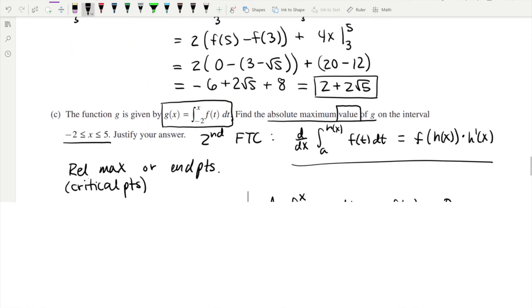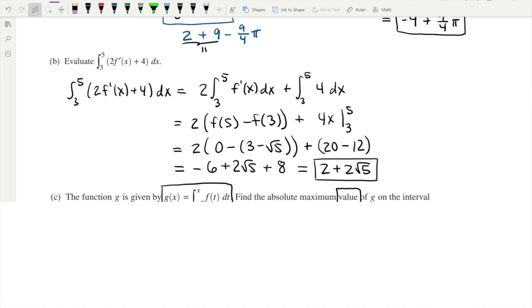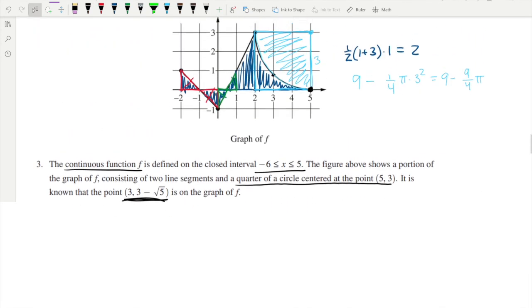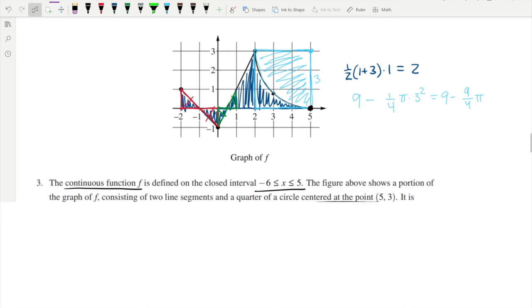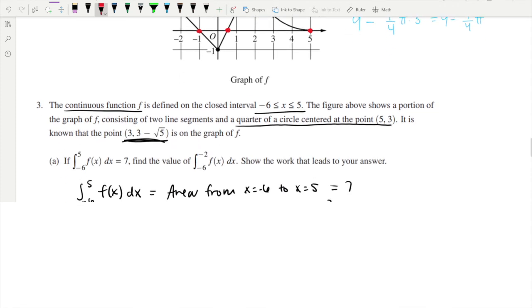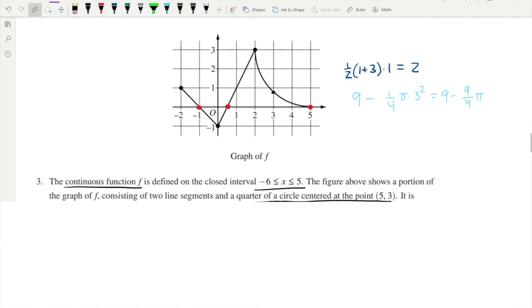So we go back up to our graph, and let's find where f is 0 on this interval. Maybe I'll get rid of these drawings now so that we can see better. So f is 0 here, here, and here, right? And we're looking for a max, right? So remember, we have g prime of x is f of x.